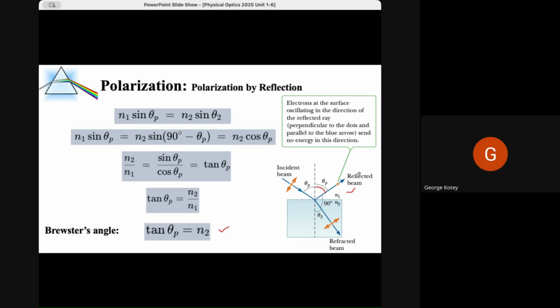That becomes the polarized light. And you see, this one dates back from Snell's law.